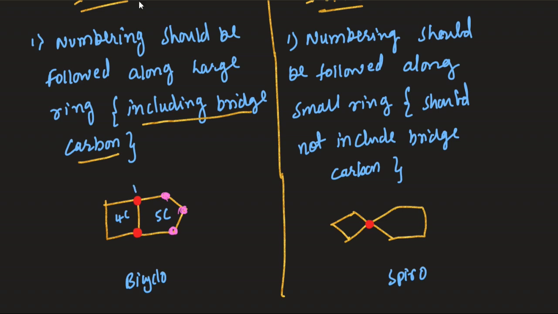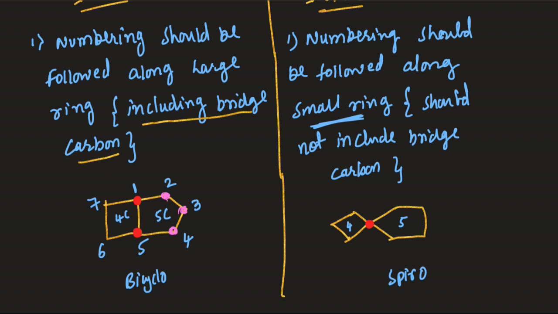So which is nothing but 1 2 3 4 5 6 7. Okay, whereas coming to spiro, numbering should be followed along the small ring. We can say this is a 4-membered ring, this is a 5-membered ring, right? Should I start with the 4-membered or the 5-membered? I have to go with the 4-membered, because here they are saying small ring, right? But where should I start now?